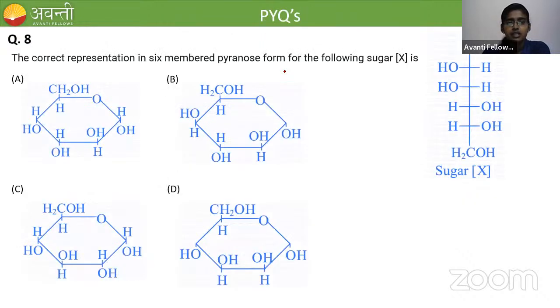Okay, fine. So coming to question number 8: the correct representation in six-membered pyranose form for the following sugar. This is the sugar given to us, and we have to find its six-membered pyranose form. So what is pyranose? Pyranose means the cyclic structure of the sugar molecule, especially the 6-carbon system. So that is called pyranose.